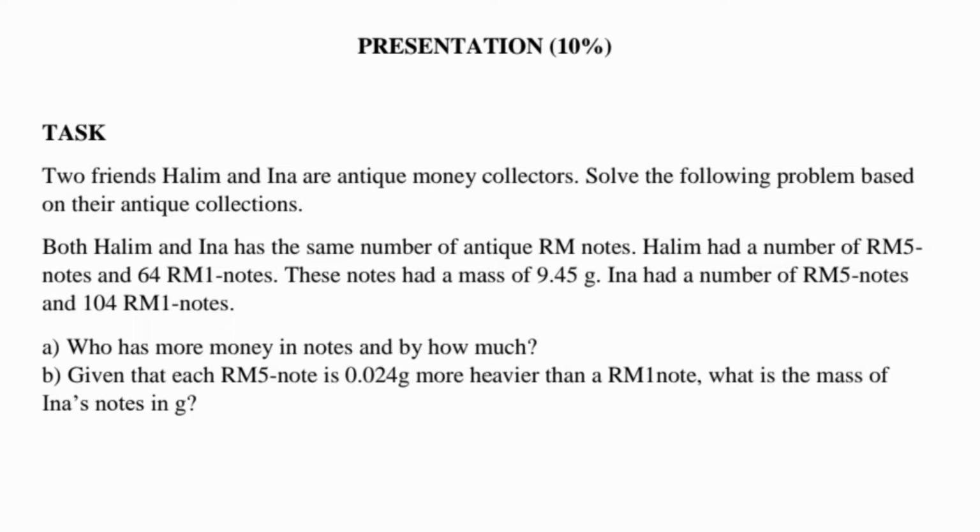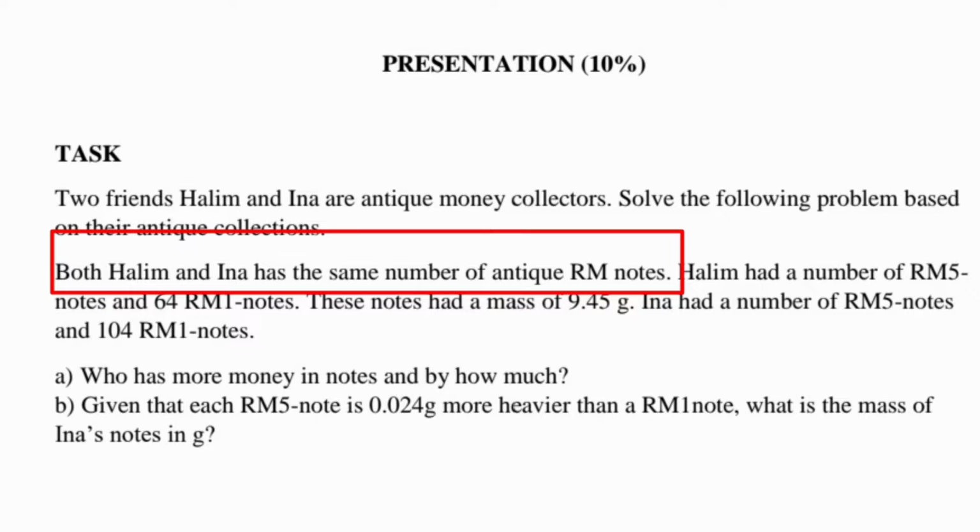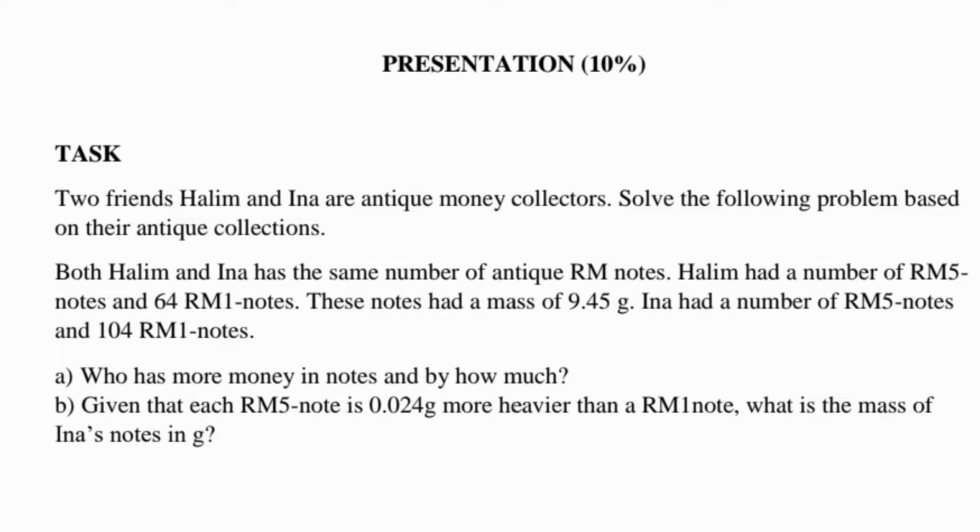So if we look at this question, both Halim and Ina, we look at the keyword. Both Halim and Ina have the same number of antique RM notes. So the keyword is the same number of antique RM notes. The question gives 5 ringgit notes but does not give the total of the 5 ringgit notes. But we have 1 ringgit notes, which is 64 for Halim and 104 for Ina, which is not the same number of 1 ringgit notes, but for 5 ringgit we don't know.